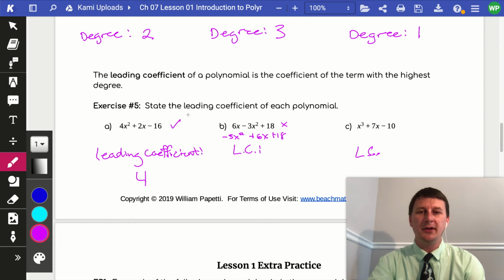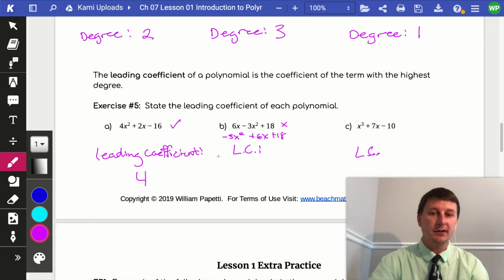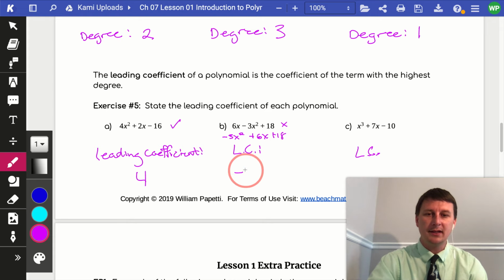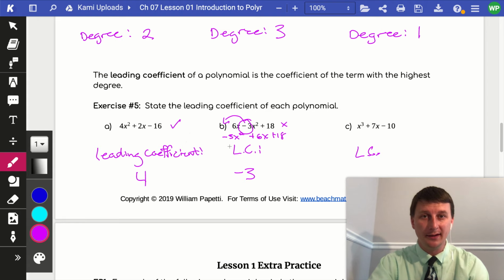So now that this polynomial is in standard form, the leading coefficient is the coefficient that starts off this whole polynomial. And that's going to be negative 3. And be careful with that negative because it was negative 3 here. So when we moved it to the front, we have to take the negative sign with it.